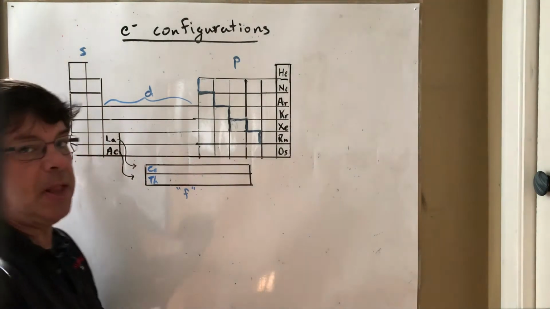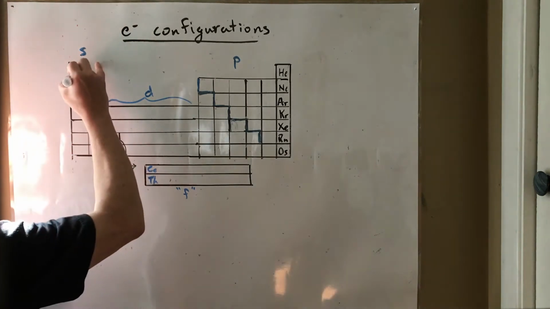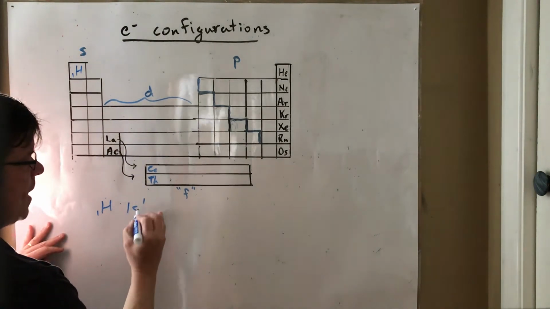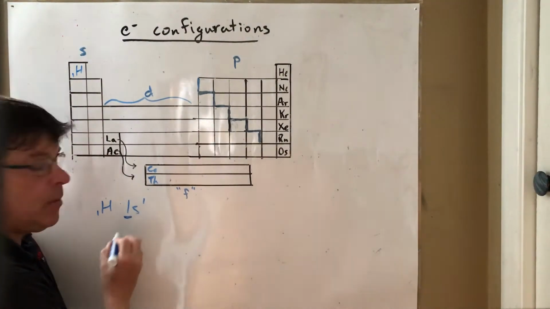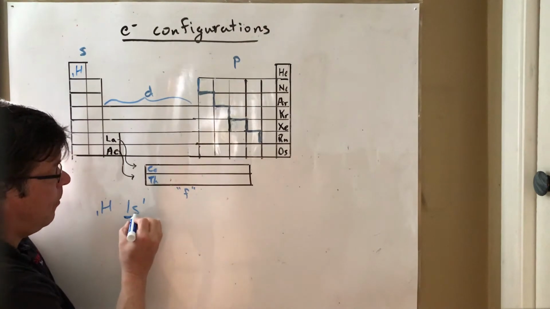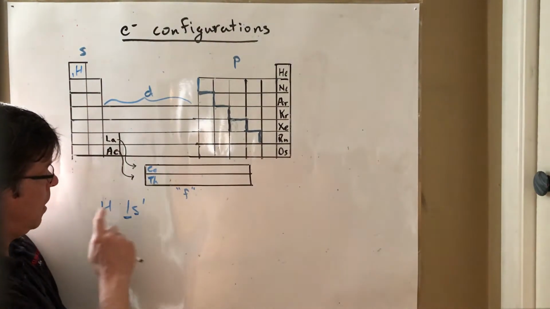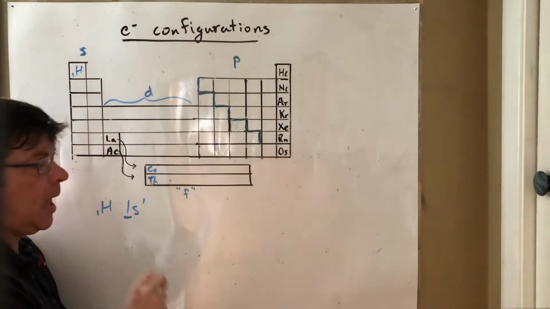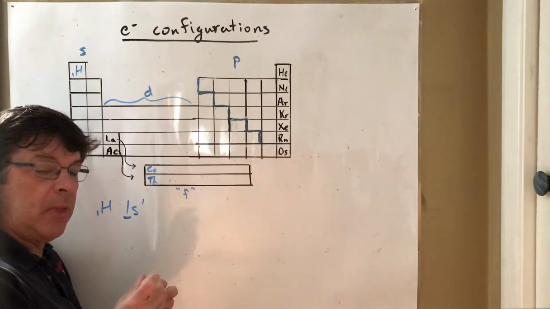Okay, so let's write some electron configurations. I'm going to write them down here. So if we look at hydrogen, it has 1 electron. So we would write 1s1. Now there's a lot to kind of unpack here. That's the energy level, that's the type of orbital, and that's the number of electrons. So 1s1 gives an address to that electron.